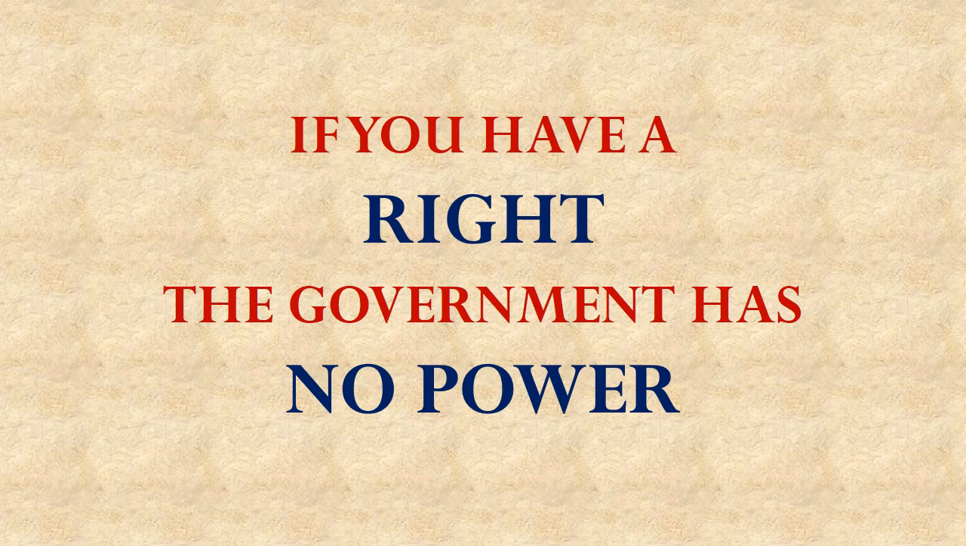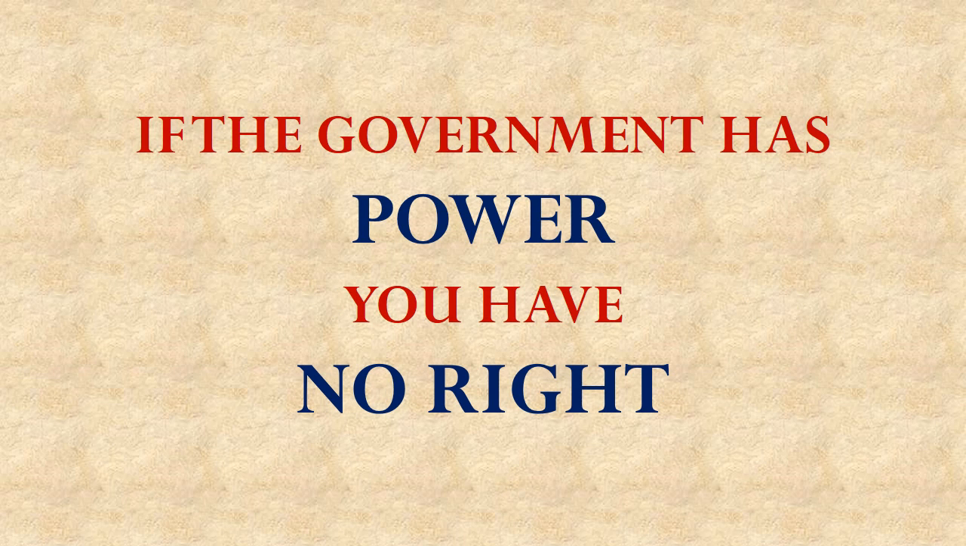So, if you have a right to something, that means that the government does not have power over that thing. And if the government has power over a thing, that means you do not have a right to that thing. A way to think about this, back to the analogy of the piggy banks from a couple slides ago, is that the coin can only be one place at a time. Either it's in the individual piggy bank and it's a right, or it's in the government piggy bank and it's a power. It cannot be both places. You cannot have a right and the government have a power at the same time. It's one or the other.